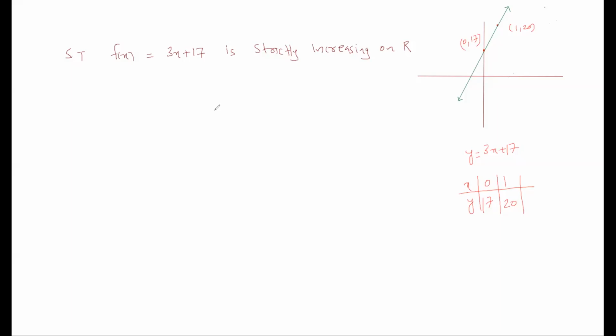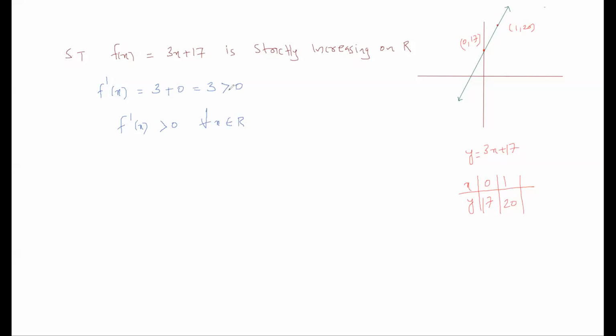So we know when the function is increasing, the derivative is greater than 0, and when the function is decreasing, the derivative is less than 0. So here just find the derivative f dash x. f dash x is the derivative of 3x plus 17. The derivative of a sum is the sum of the derivatives, so it is 3 plus 0, that means equal to 3. So f dash x is always greater than 0, for all x belongs to R.